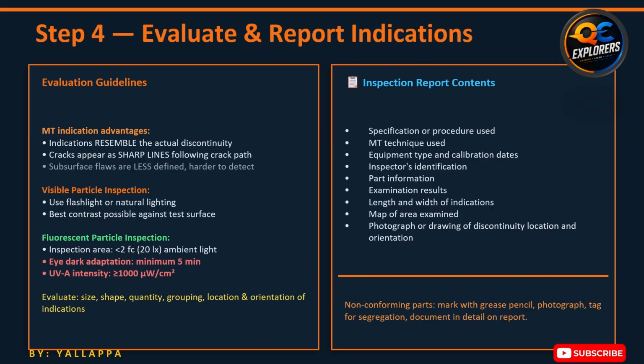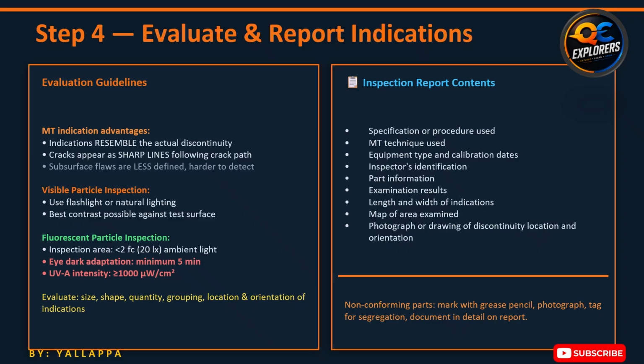Evaluation should consider more than length. Look at the indication's shape, location, orientation, grouping, and distribution. A linear indication at a weld toe has a very different significance from a rounded particle accumulation at a sharp geometric corner. Documentation is part of technical evaluation. The report should identify the specification or procedure, technique, equipment, inspector, component, examination result, and relevant indication dimensions and location. A sketch or photograph can make the record much more useful.